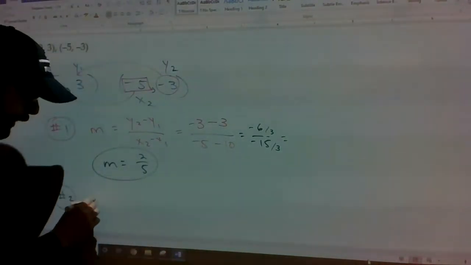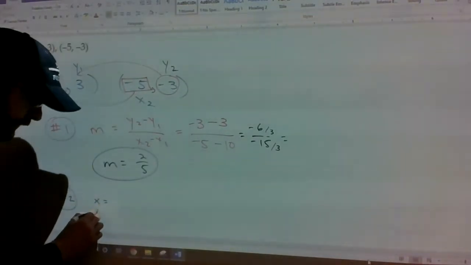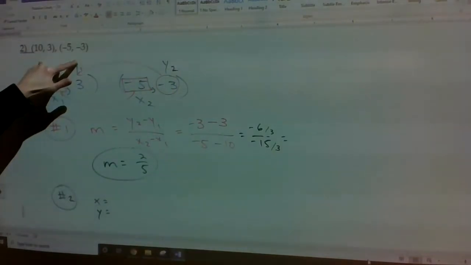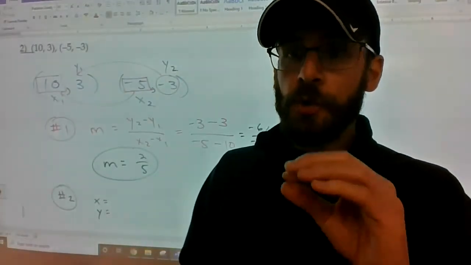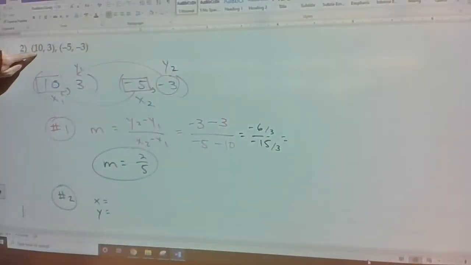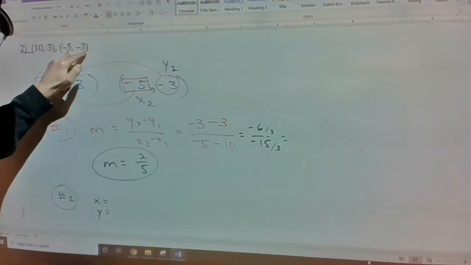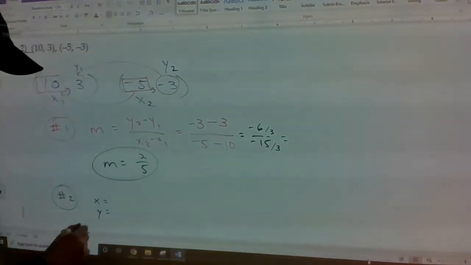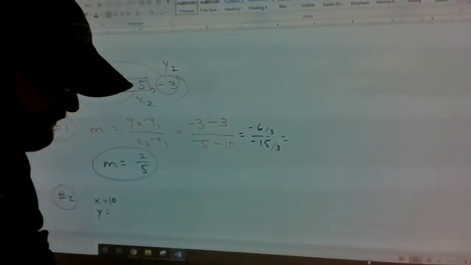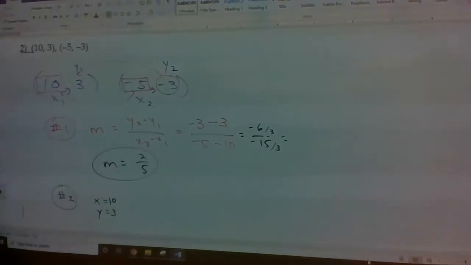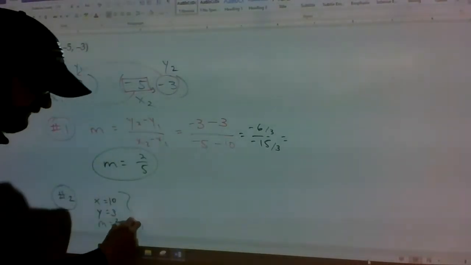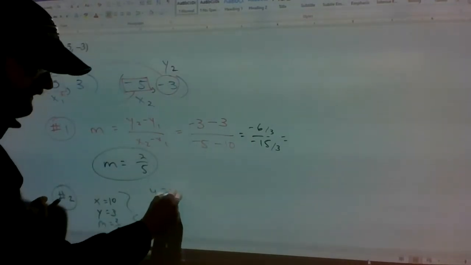Choose the most convenient x value and the most convenient y value from our two originals. So once you choose the x value, you have to choose the y value that corresponds with it. For instance, if you say, hey, I don't want to mess with the negatives, I'd rather just deal with the positives, if you choose x equals 10, you must choose y equals 3. All right. Now the m is 2/5, so we're going to take these 3 pieces of information and plug them into y equals mx plus b.